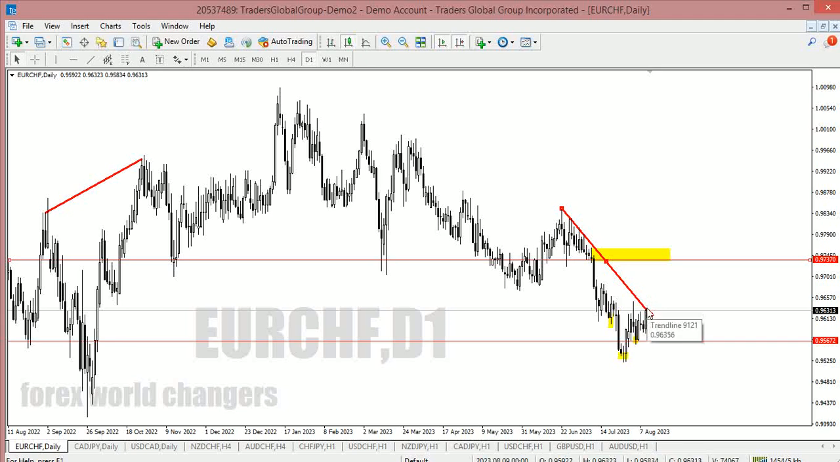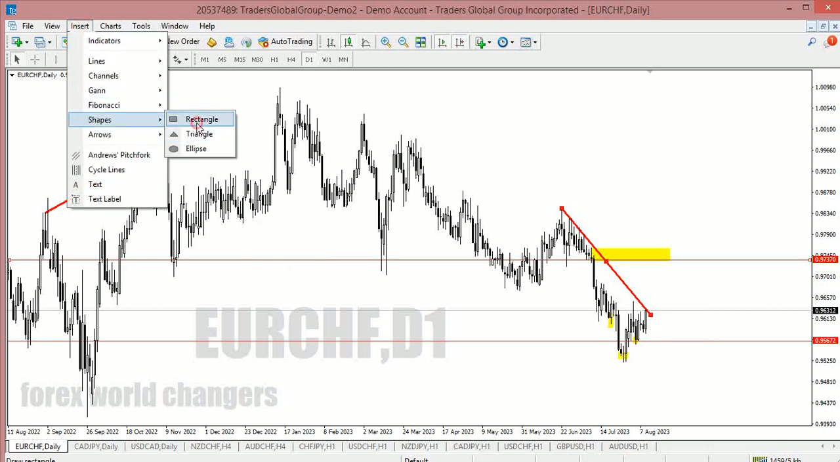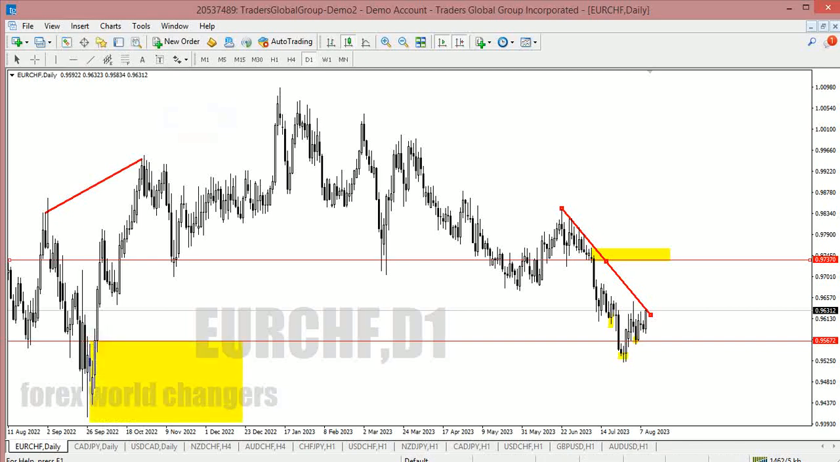So I'm expecting a break going up at this zone. So this is a very nice buy zone because of the confluence of the whole time frame. So that is what I'm expecting. So let's just highlight it like this.